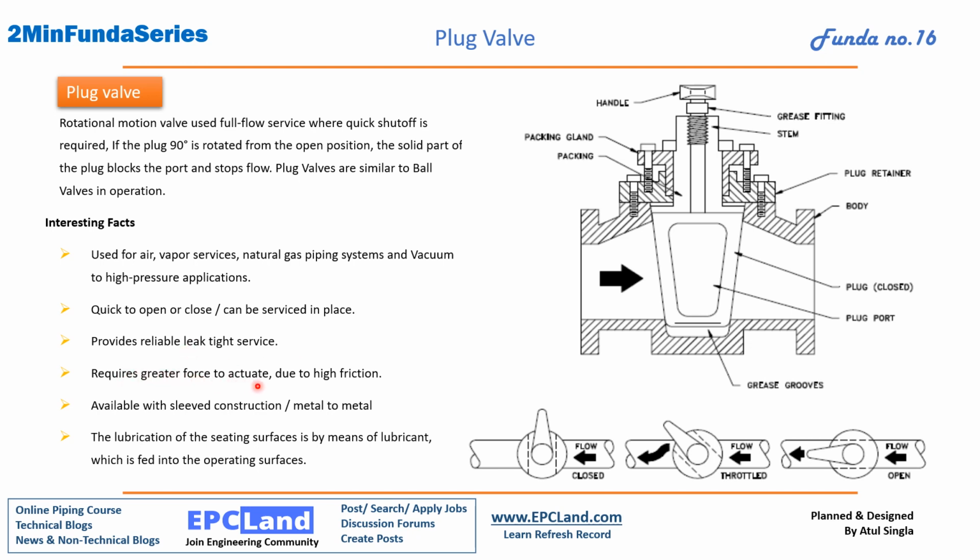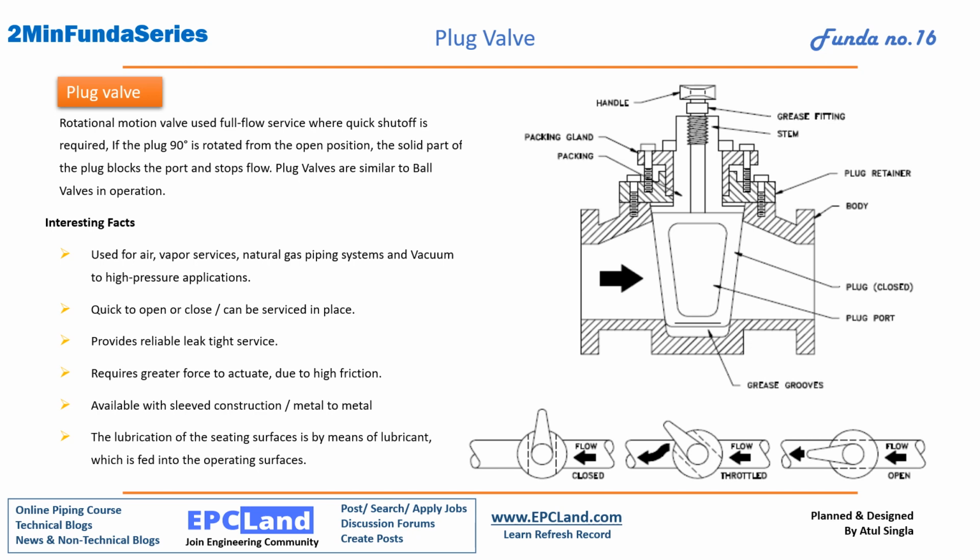Required greater force to actuate due to high friction. The plug is moving, so there is high friction with sleeved construction, metal to metal. This kind of construction is available in plug type valves. The lubrication of the seating surface is by means of lubricant which is fed into the operating surfaces. This is how we can do the lubrication.